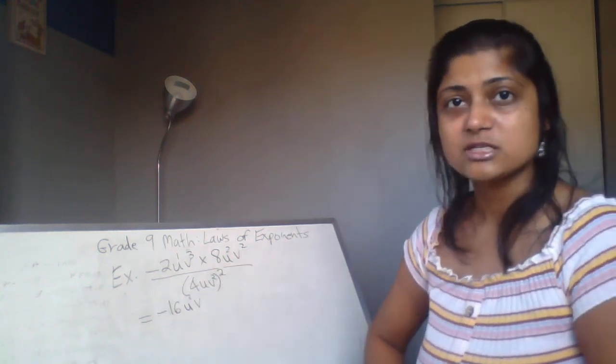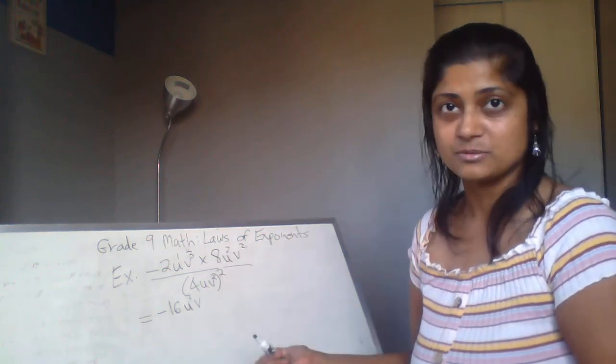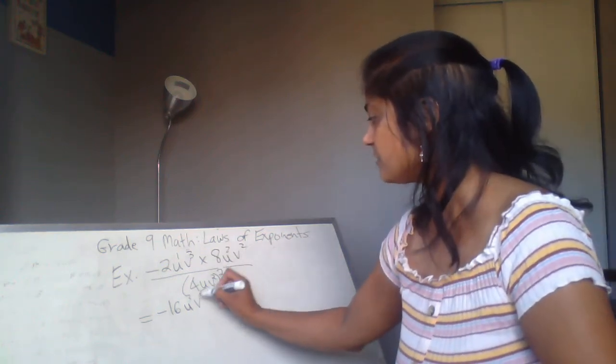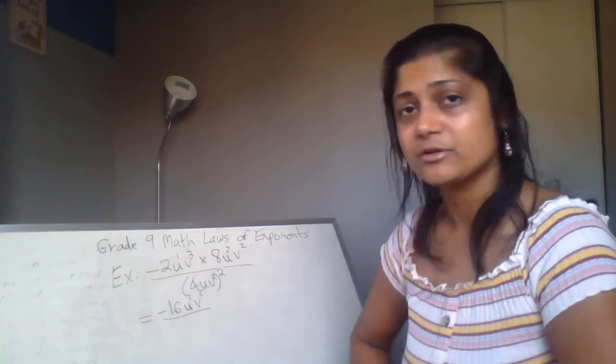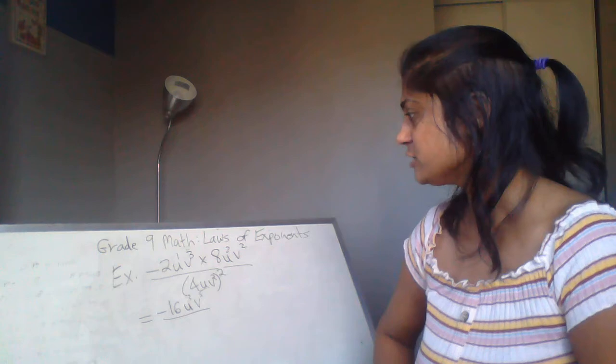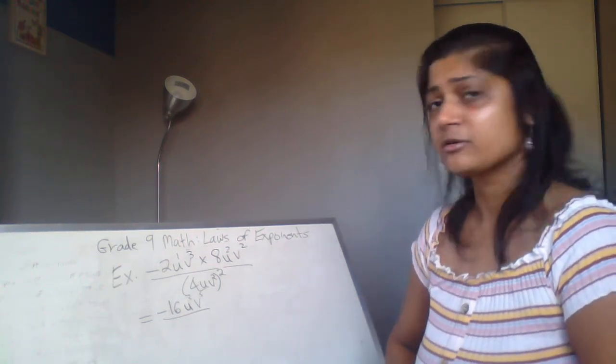Okay, and we're only doing the top part right now, okay? For v, it's going to be 3 plus 2, okay? So v to the power of 5. So that's going to be basically the numerator of this fraction. So we're going to look at the bottom, and I want to do that together here, okay?